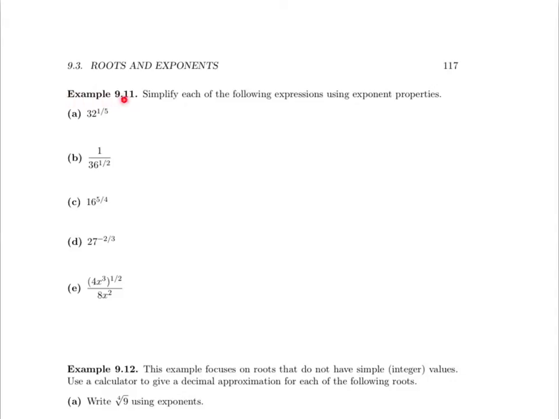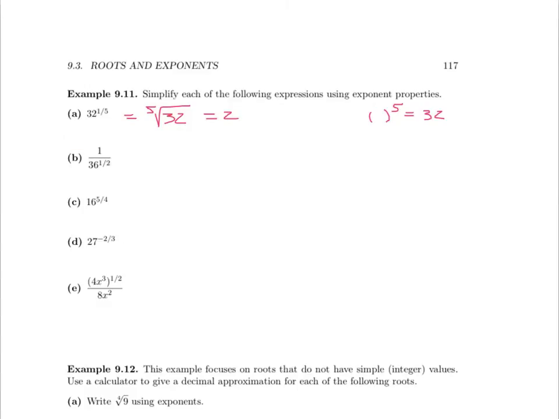Okay, example 9.11. Simplify each of the following expressions using exponent properties. Let's look at part A. 32 raised to the 1/5 power. What does that mean? It means that we are calculating the 5th root of 32. That is what 32 to the 1/5 power is defined to equal. Well, what is the 5th root of 32? We have to ask, what number raised to the 5th power gives us 32? And the answer is 2.